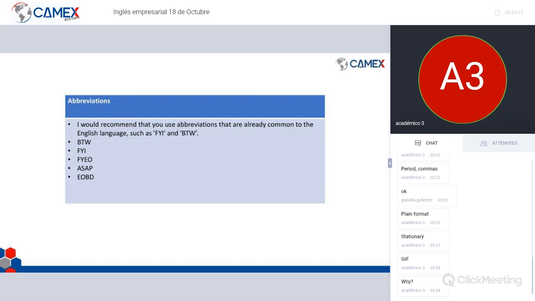And what is EOBD? Do you know EOBD? Make sure that the person who receives the email knows the abbreviations that you are using. Make sure that the person reading the email knows what the abbreviation means. So make sure that the person who receives the email knows and understands it.